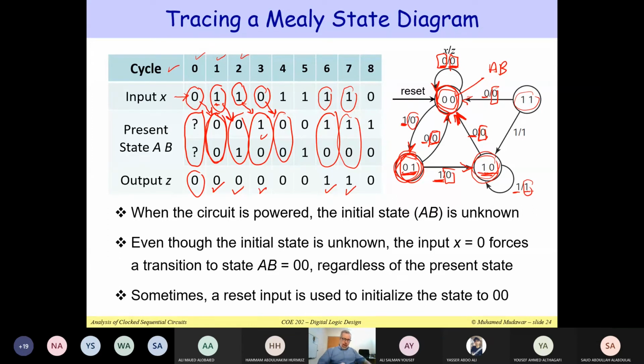Right. So the reason why I showed the question mark here is to show you that sometimes we don't know what the initial state is and you have to reset.